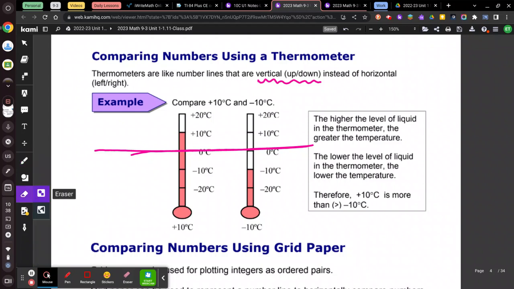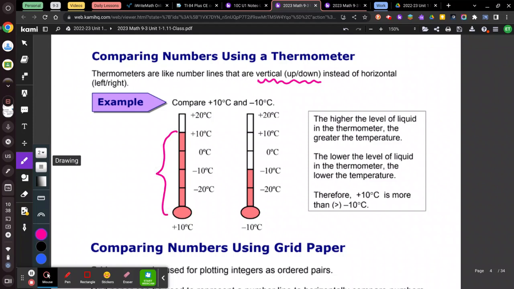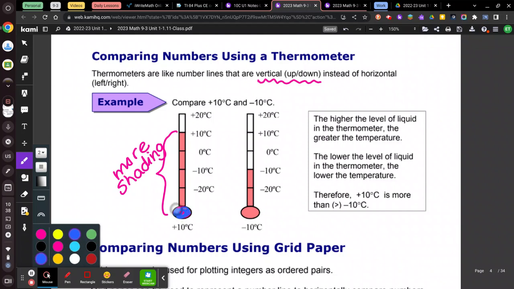Now, this one's talking about temperatures, though. So we're comparing -10 to +10. We're going to notice that there's more shading on the thermometer. That means it's a bigger number. Okay, so if you're starting at the bottom, just like a song, starting at the bottom, now we're here. And then it goes up, and then it goes up, and then it goes up. So it keeps going up and up and up.